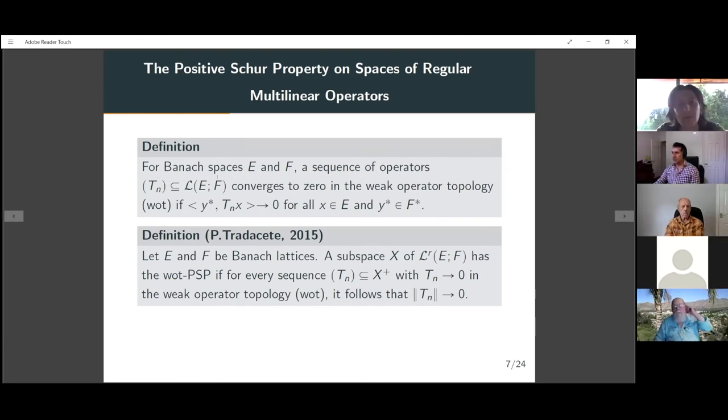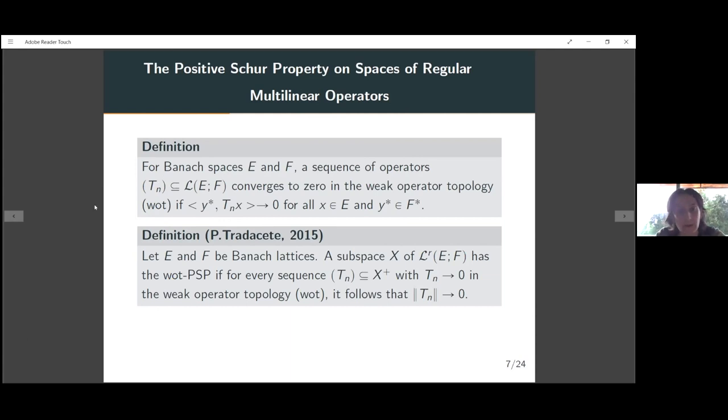We also recall that for Banach spaces E and F, a sequence of operators T_n converges to zero in the weak operator topology if for any functional y* on F and any element x in E, y* applied to T_n x, where T_n x is an element of F, goes to zero as n goes to infinity.